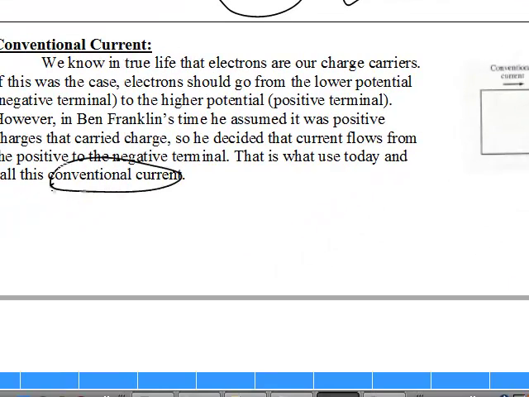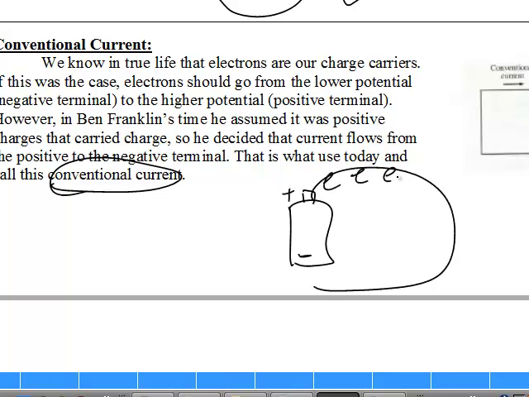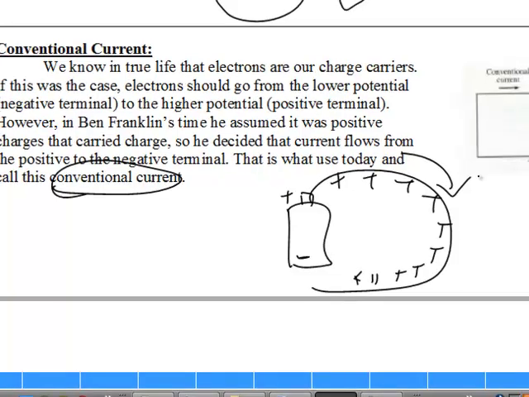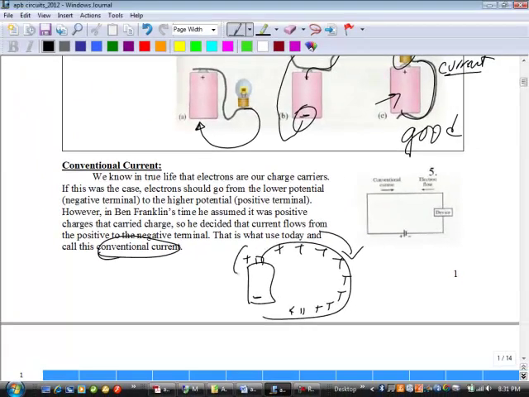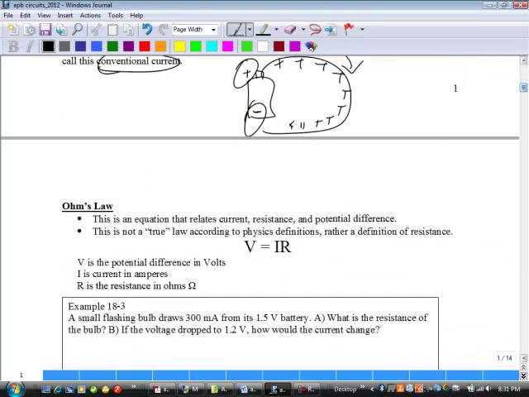Okay, so what does this mean in terms of you? Conventional current means that the electrons are going to flow from the positive. Actually, it's not going to be electrons, it's going to be positive charge carriers that flow from the positive to the negative. And we know in real life it's really opposite, but for all the problems that we work, conventional current is going to go from the positive to the negative terminal.